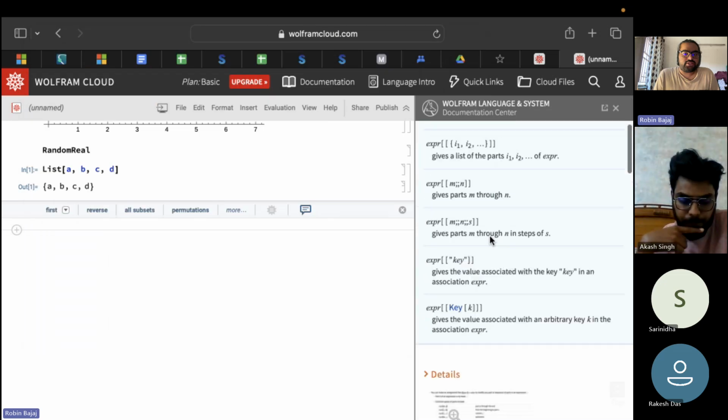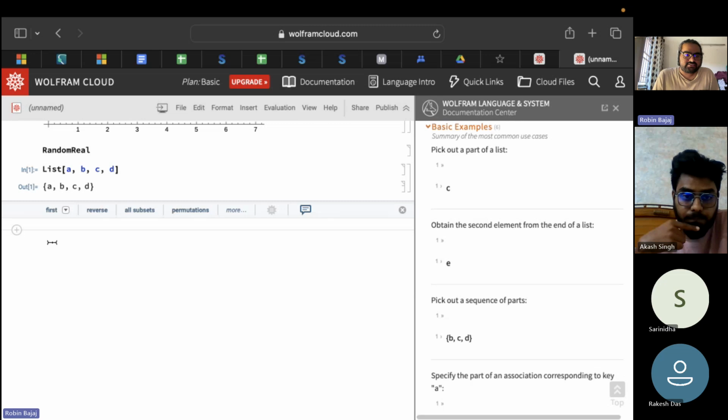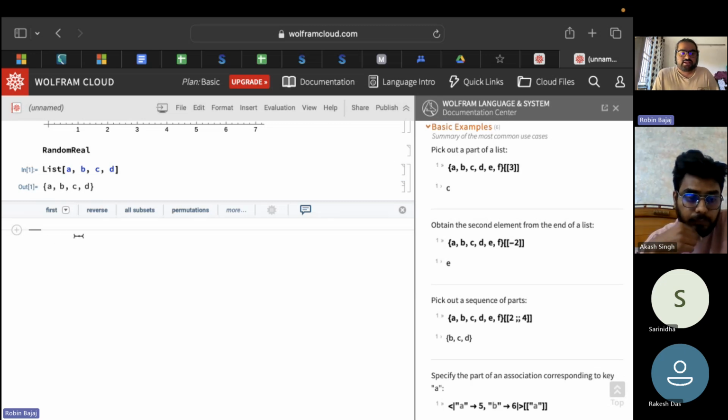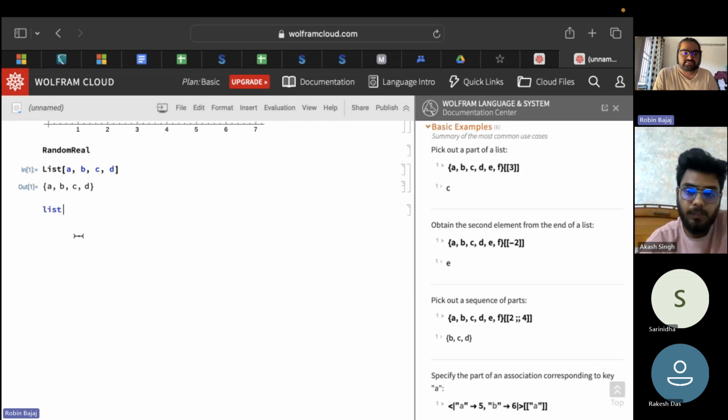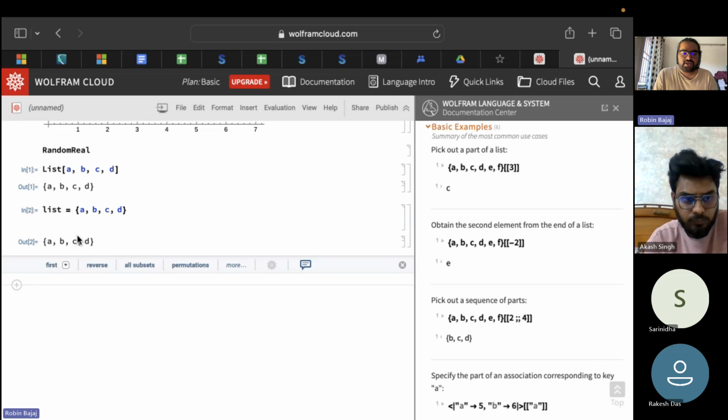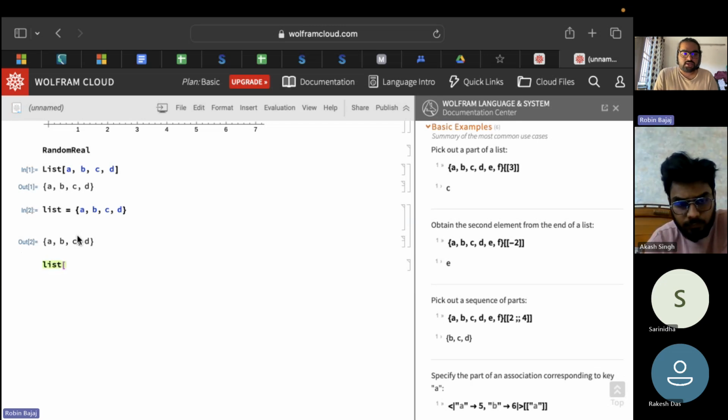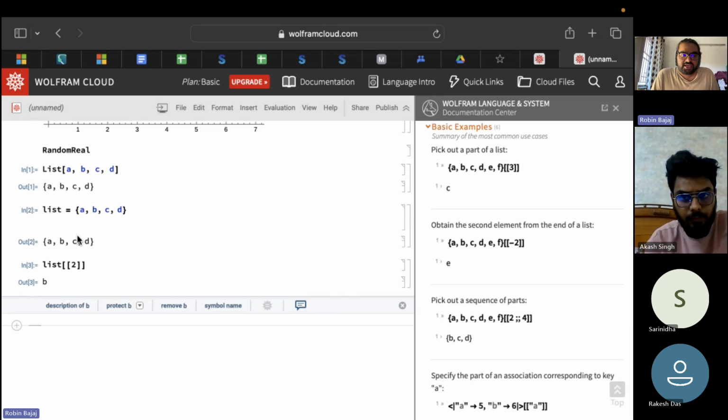So let's just try a simple thing. You have this list. Let me define a list as list equal to {A, B, C, D}. Okay. Now shift plus return. So your list is defined. Now what I will do is list, and the part which is second, and what should it give? It gives B. So basically it gives the second element of that list.